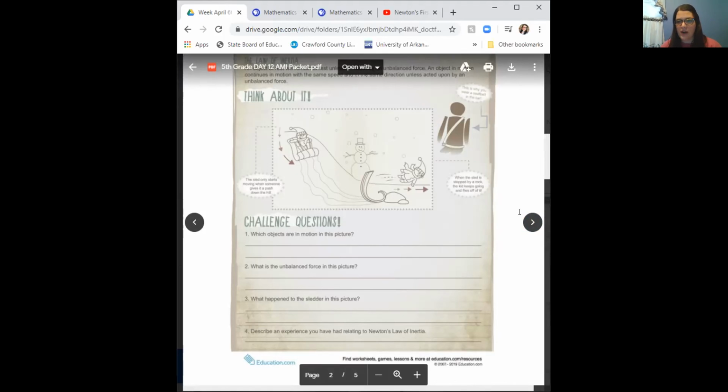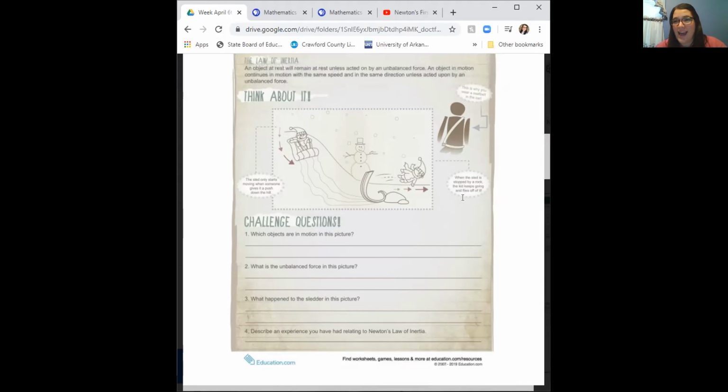And then number 4, describe an experience you have had relating to Newton's law of inertia. So one example you could put is that you had a toy car sitting on the floor, and once you pushed it, it started moving. Or maybe you went sledding down a hill and hit a rock. What happened when that happened? Or maybe you were riding your bike and you hit a rock. What happened when you hit that rock?